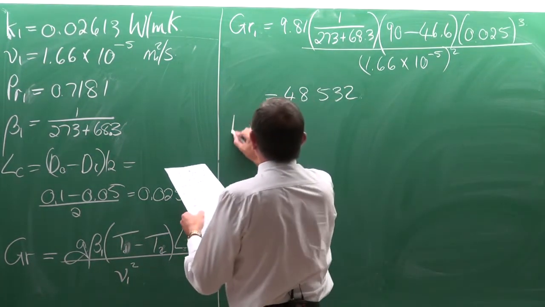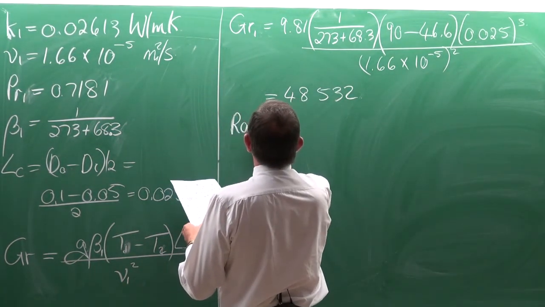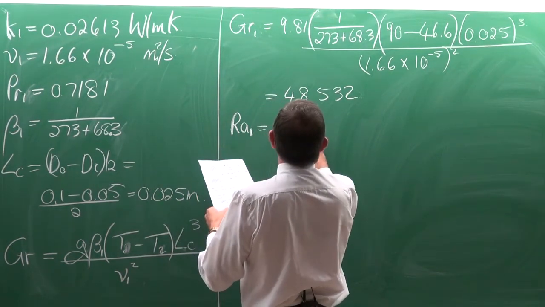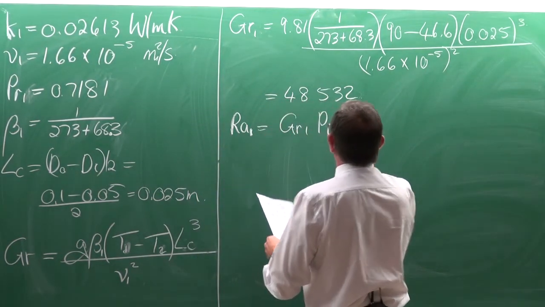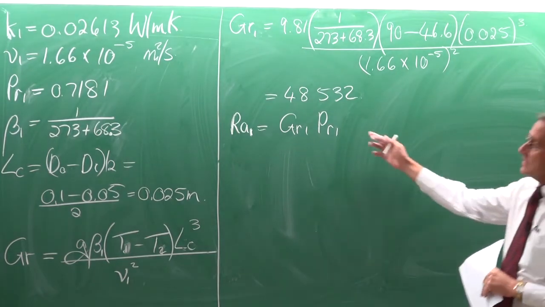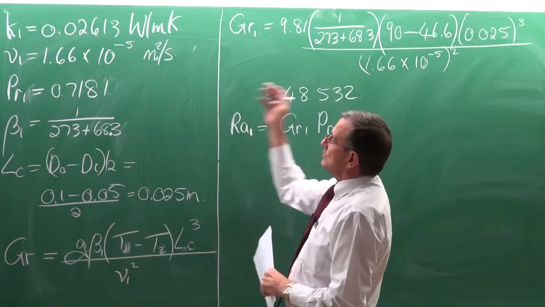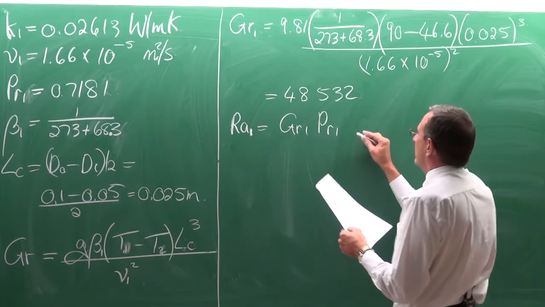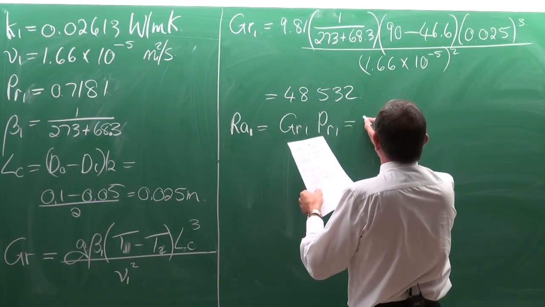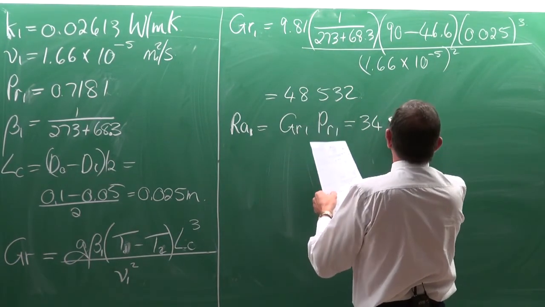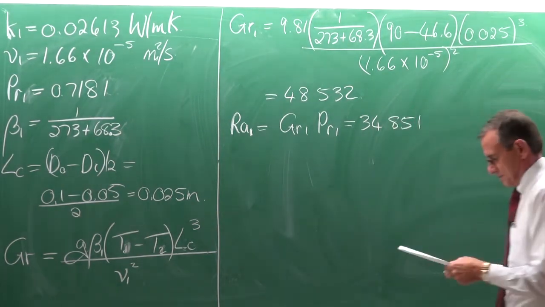And the Rayleigh number, the Rayleigh 1 would be equal to Grashof 1 multiplied by Prandtl 1. Here's the Prandtl number, so we just need to multiply that by 0.7181, and that would be equal to 34,851.